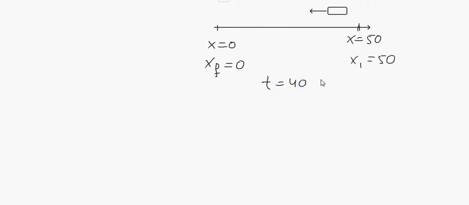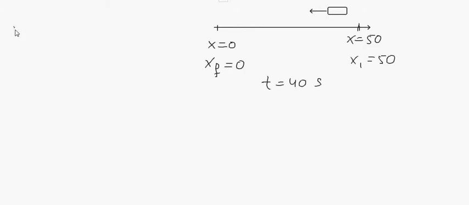For the second part of the problem, which is the return journey, the object is starting at x equals 50 and it's coming back to the initial position x equals 0. Now the final position xf in this case is 0 and the initial position xi is equal to 50, because it's starting at x equals 50 on its return journey, and it's taking time t equals 40 seconds on its return journey.